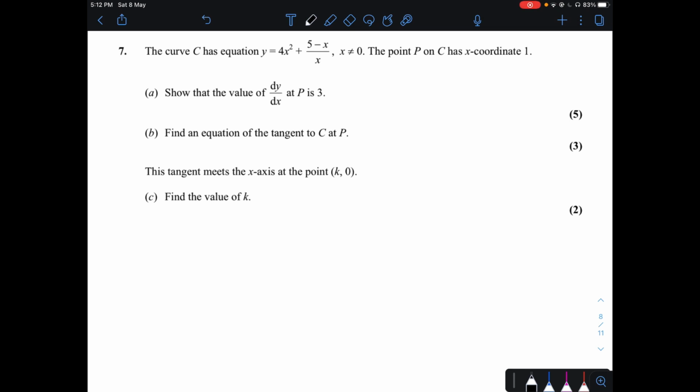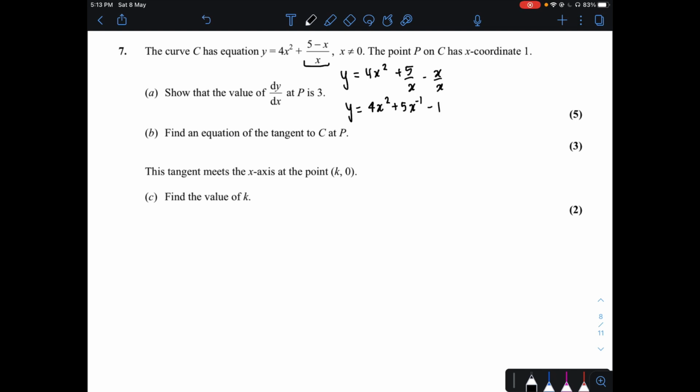So where does this all come in? First, we have to simplify the expression. So y equals 4x squared, and we can simplify this expression by dividing 5 by x and minus x by x. So that will be plus 5 over x minus x over x. Now this simplifies down to y equals 4x squared plus 5x to the power minus 1, minus 1, because x divided by x is just 1. So we have got that.